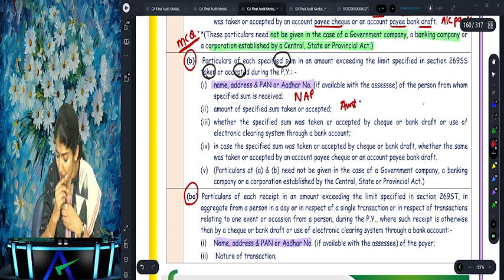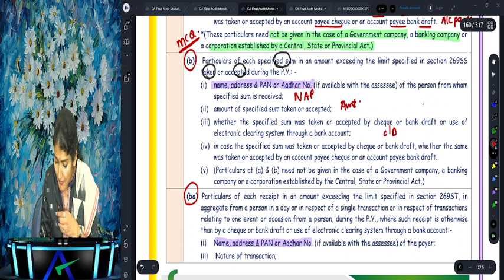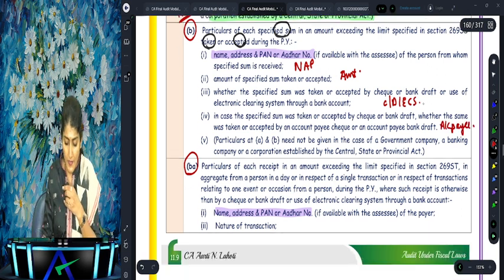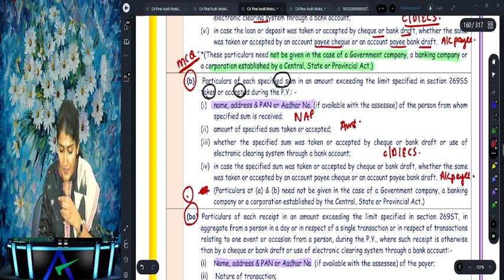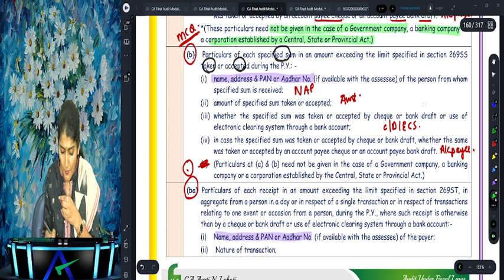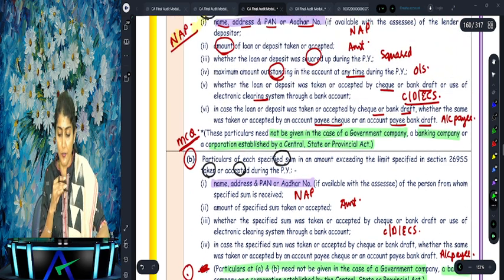Then the amount which was taken by check, draft or the ECS. And if it was by check or draft, whether it is an account payee check or an account payee draft. And again, these particulars are not to be given in case of a government company, a banking company or a corporation established by the central, state or the provincial act.